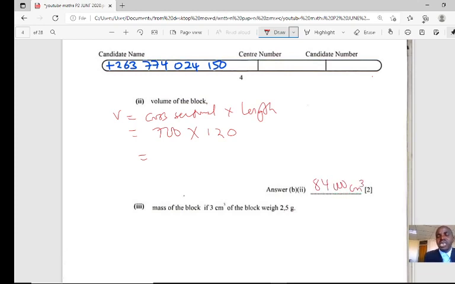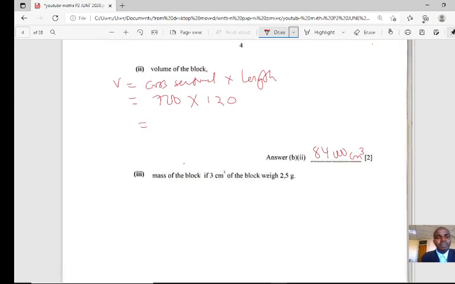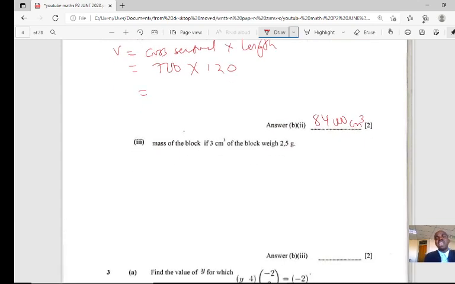And this one will be cubic centimeters. Cubic centimeters. Right, done. Item number 3, it reads, calculate the mass of the block, if 3 cubic centimeters of the block weigh 2.5 grams. So this one is just proportion. So the volume is 84,000, but we are given that 3 cubic centimeters weigh 2.5 grams.